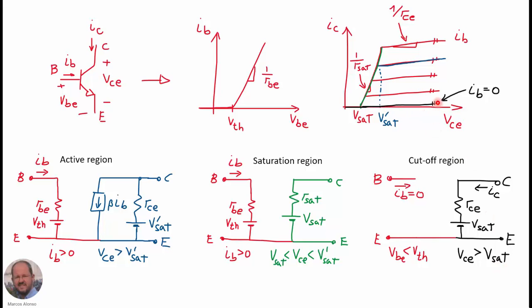We have another part corresponding to cutoff region which is below Vsat in this model, and in this part here the current through the collector is considered negligible, so it will be implemented as zero current.